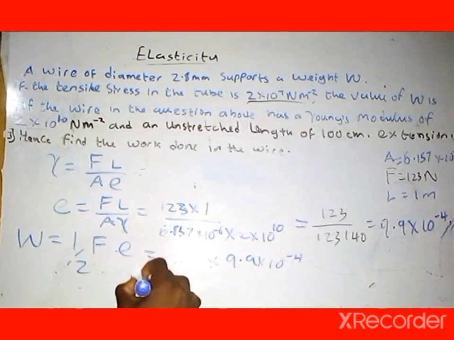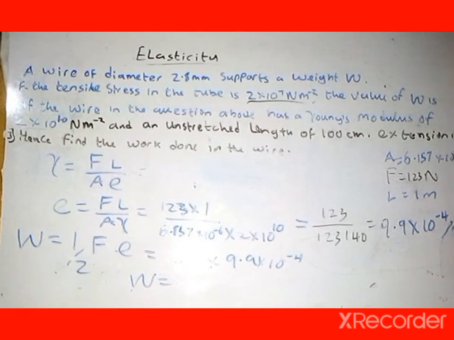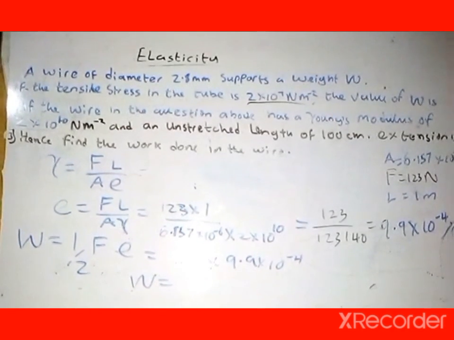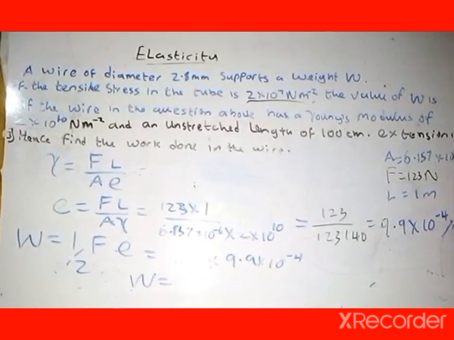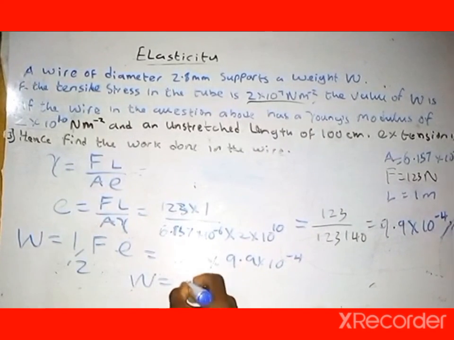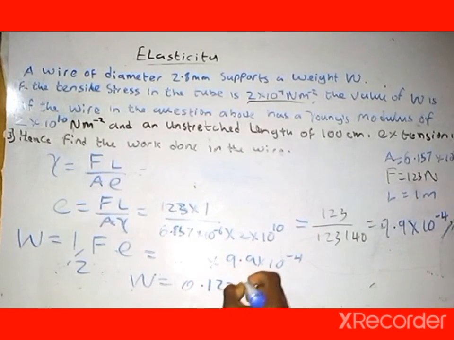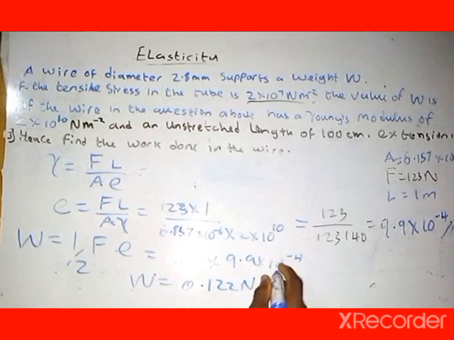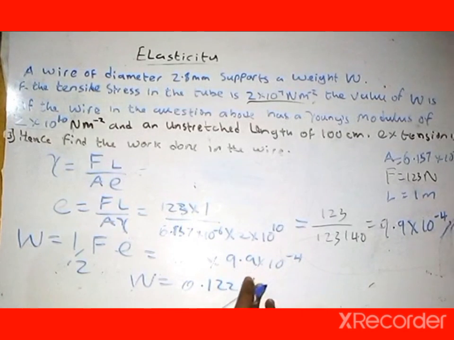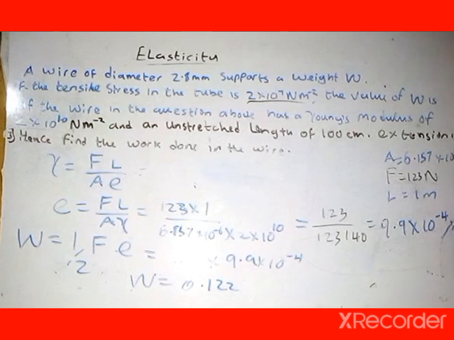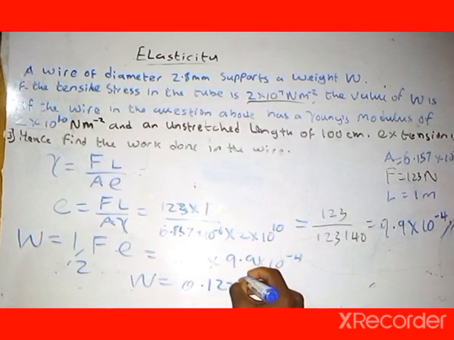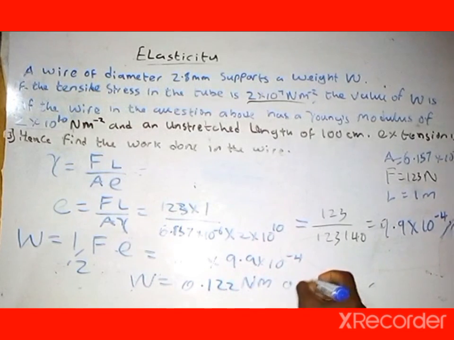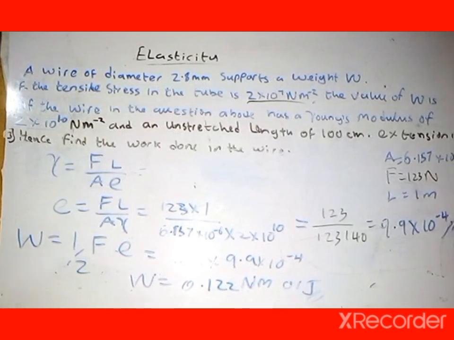And then our work done, which is our energy in the spring, will be half multiplied by 123, which is 0.122. Work done is measured in what? Is it Newton? Our force times distance, that's Newton meter, or joule. So this is the final answer.